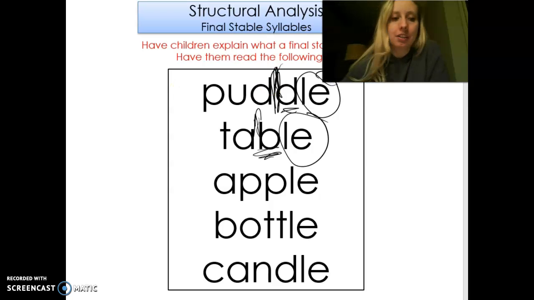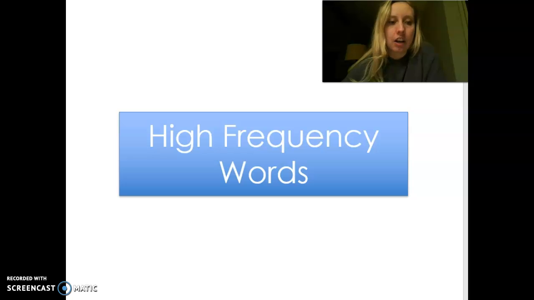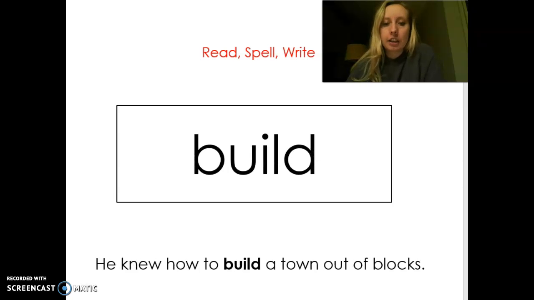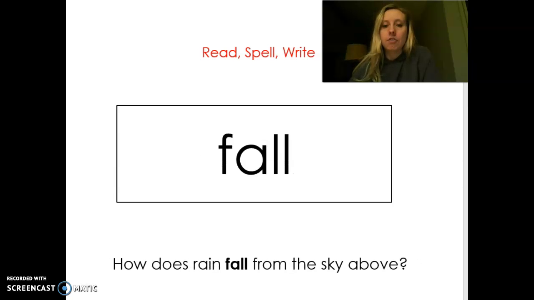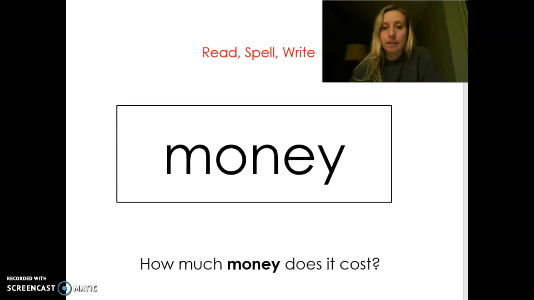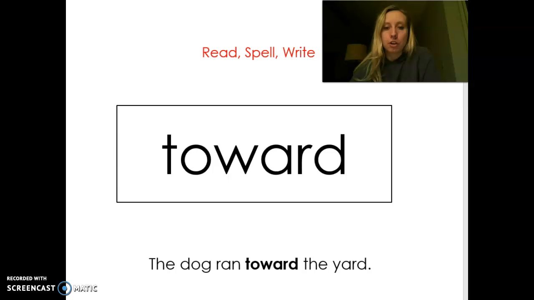Okay, let's go over our high frequency words. Above. How does rain fall from the sky above? Build. He knew how to build a town out of blocks. Fall. How does rain fall from the sky above? Knew. He knew how to build a town out of blocks. Money. How much money does it cost? Toward. The dog ran toward the yard.